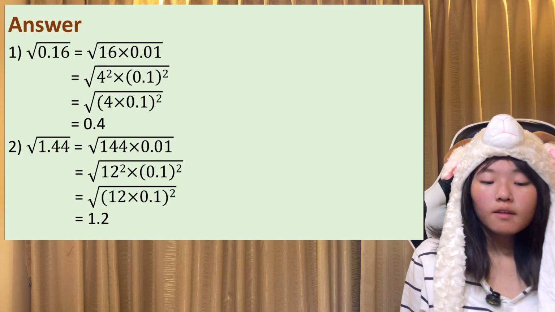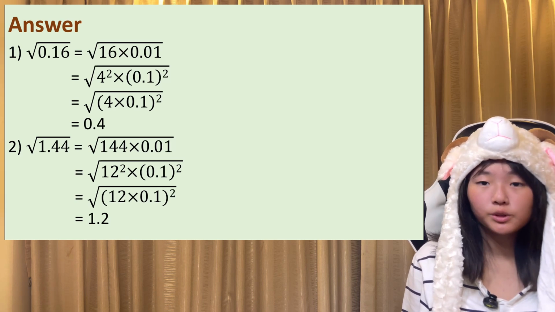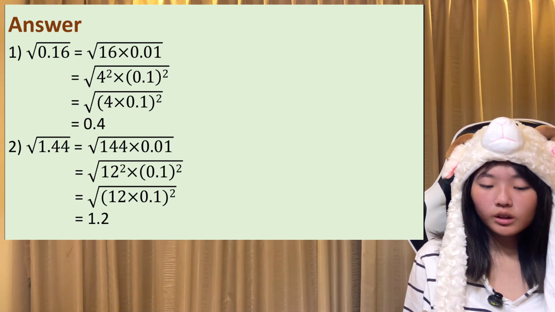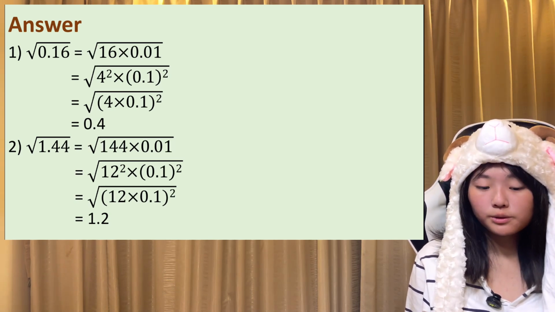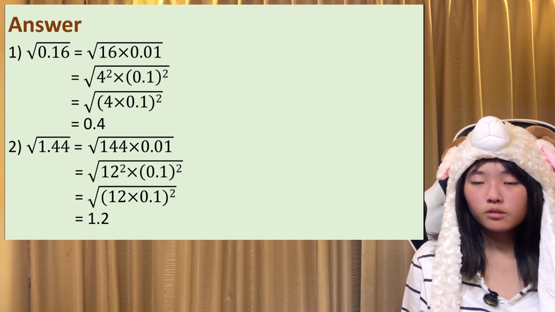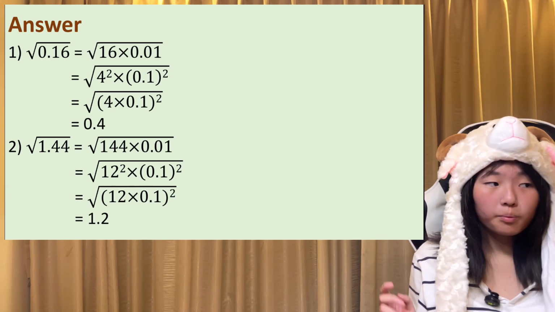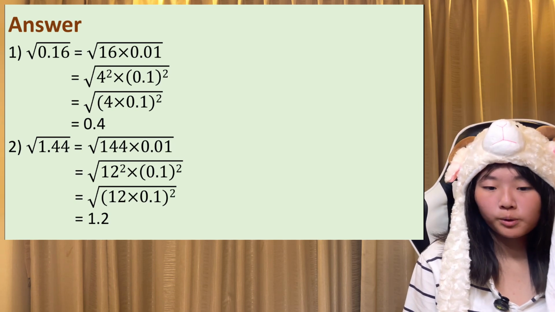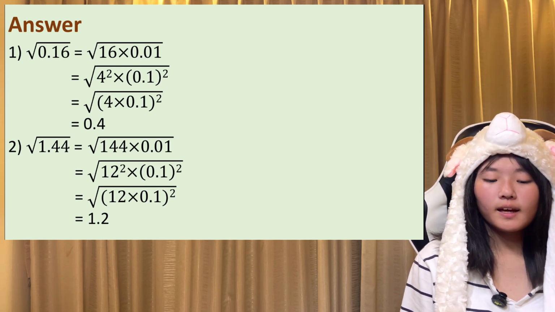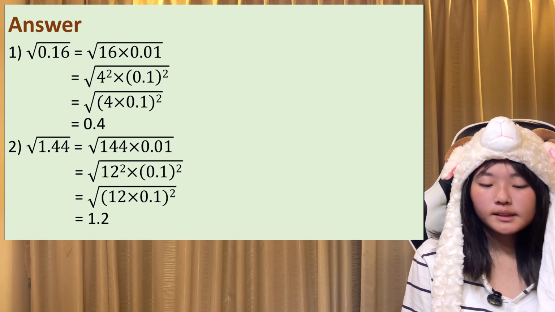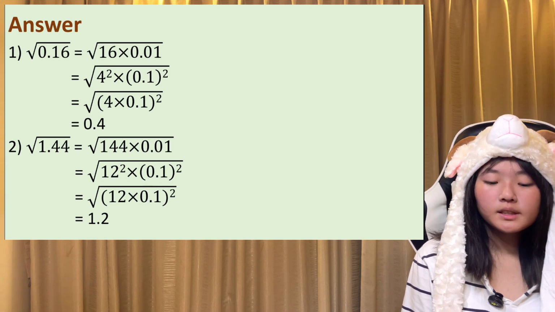The answer is root 0.16 is equal to root 16 times 0.01, which is equal to root 4 squared times the bracket 0.1 squared, which would just be 4 times 0.1 squared. And since it is squared, it would break free of the square root and become just 4 times 0.1, which is 0.4.